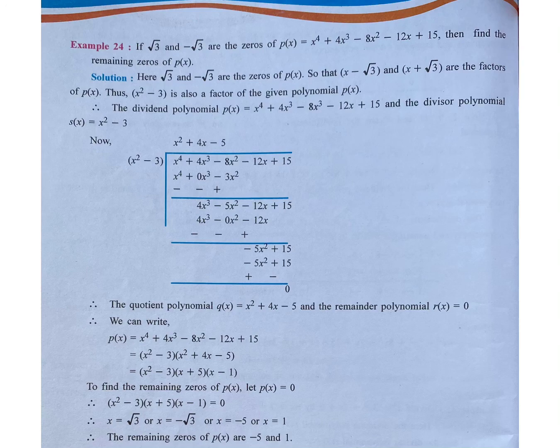It can be written as x square minus 3 and x square plus 4x minus 5. And on splitting the middle term, we will get x square minus 3 into x plus 5 into x minus 1. So the zeros are, if we split x square minus 3 into a minus b into a plus b, we will get x is equal to root 3 and x is equal to minus root 3. On solving, we will get x is equal to minus 5 and x is equal to 1. So the zeros are root 3, minus root 3, minus 5 and 1.